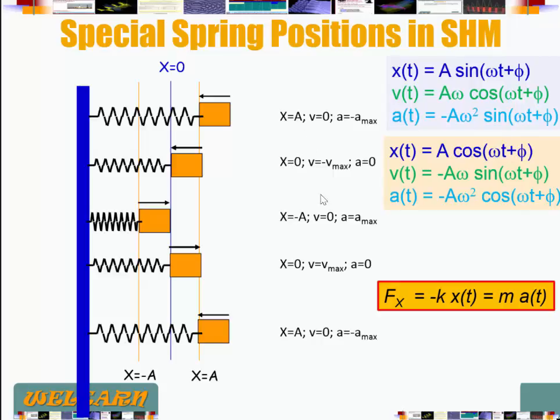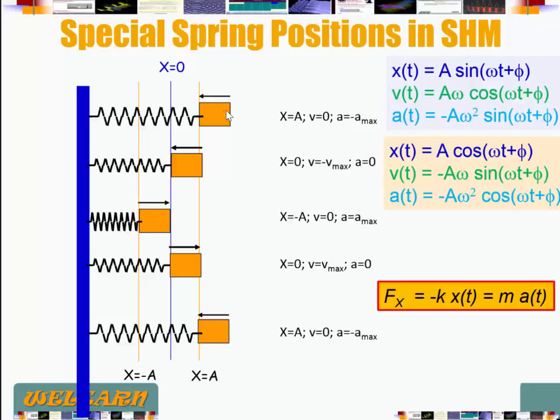Now the velocity here should be at a maximum value, but since it's moving back towards the compressed position, or moving in the negative direction, it should be minus. So the velocity is minus Vmax. So again, as the mass passes by the equilibrium position, we have x equals 0, v equals minus Vmax, which is minus a omega, and the acceleration is 0.